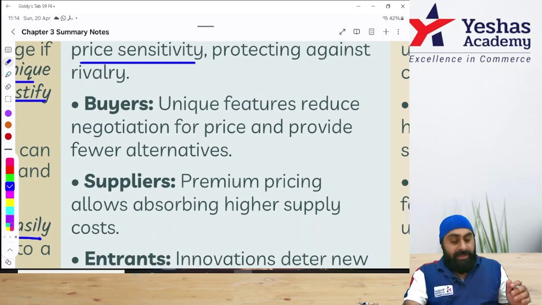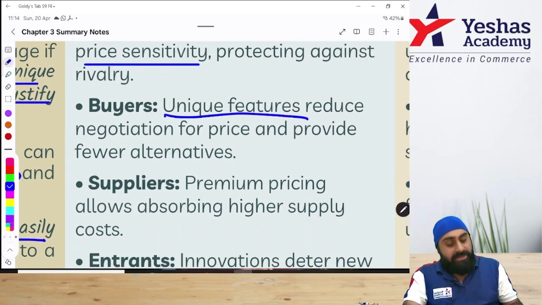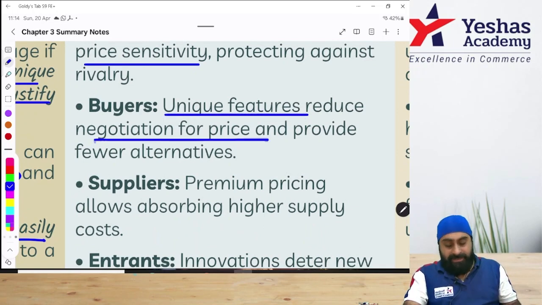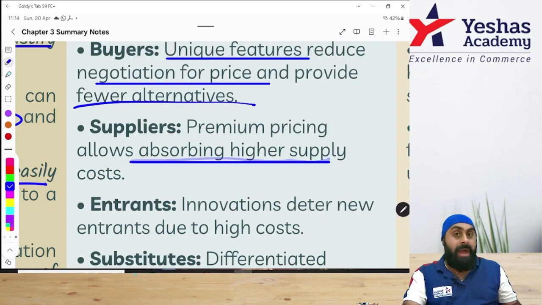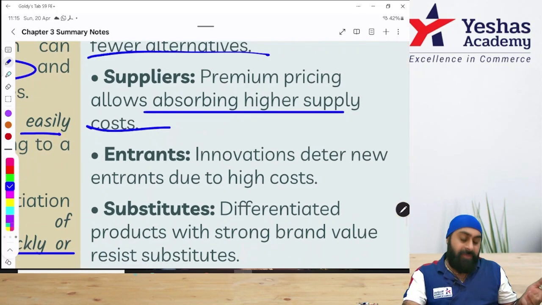Next, buyers are interested to buy it because they have a unique feature. So they are not negotiating price. They will buy it because they don't have alternatives. Suppliers in the market, premium pricing allows them to absorb higher supply cost because you're going to charge directly to the customer, so you don't have to pay from your own pocket.